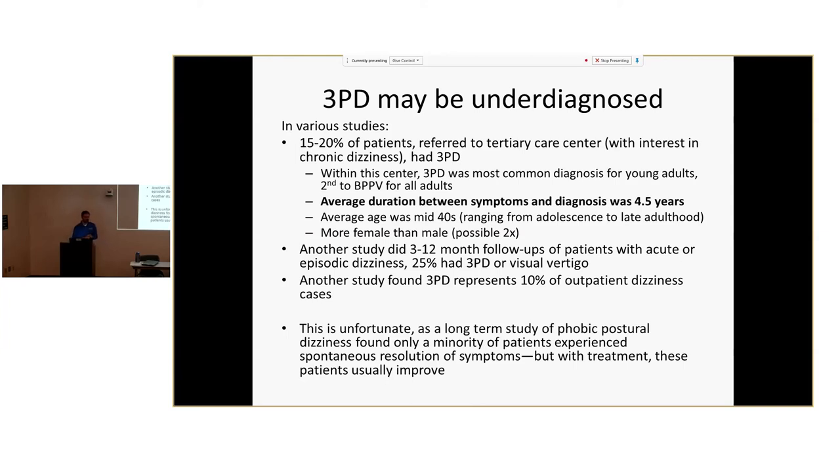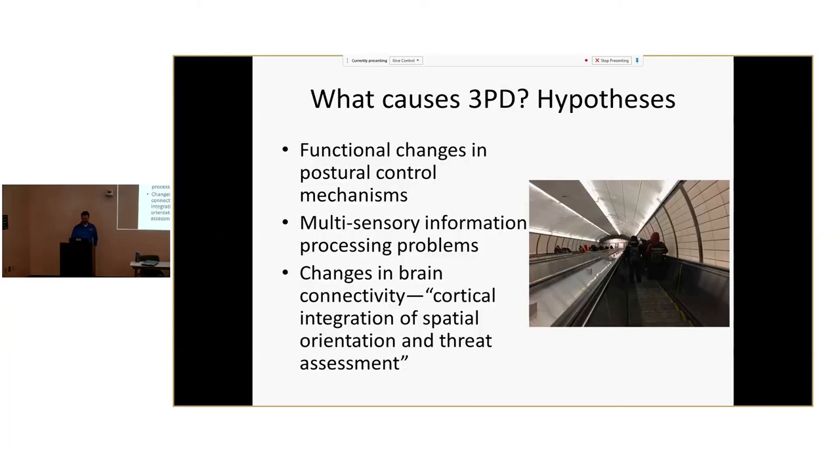And so that also would tell you, if you treat somebody for positional vertigo, they get better. Come back if you feel you're not fully back to everything that you were doing before. So it's important to be able to recognize this, because with treatment, these people can get better.